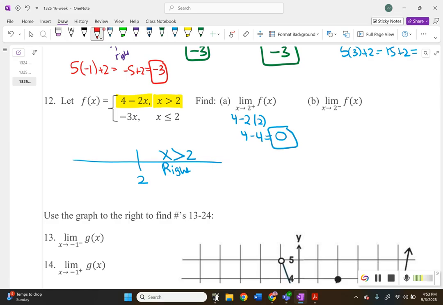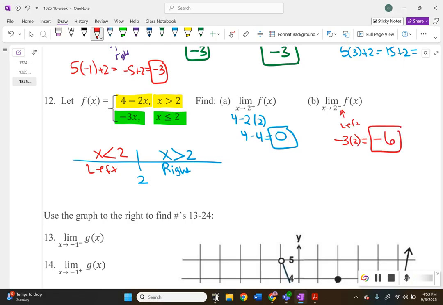Part B says the limit as x approaches 2 from the left side. So this is the left side of 2. Those are x values that are less than 2. That happens in the second equation, so I need to plug it into the second equation. I'll get negative 3 times 2, which is negative 6. So that would be my limit.